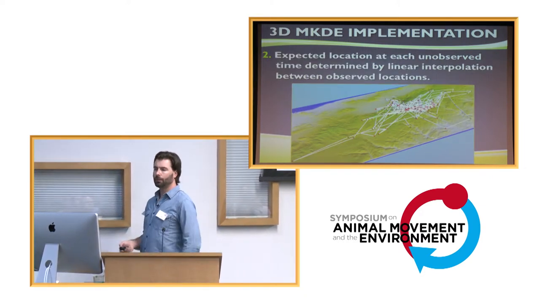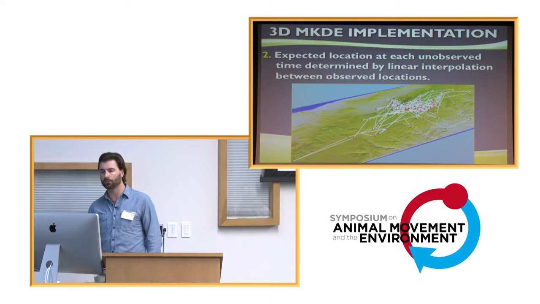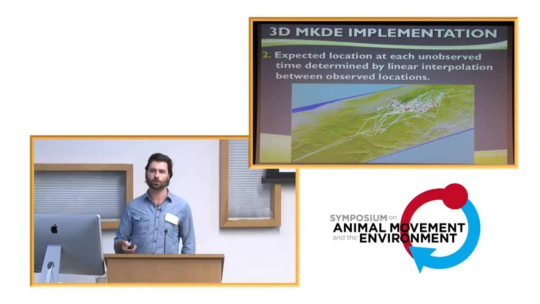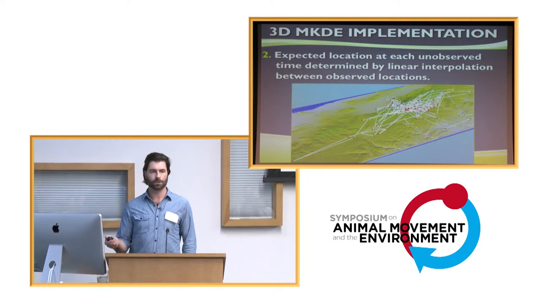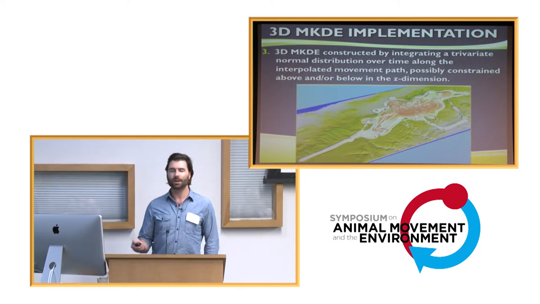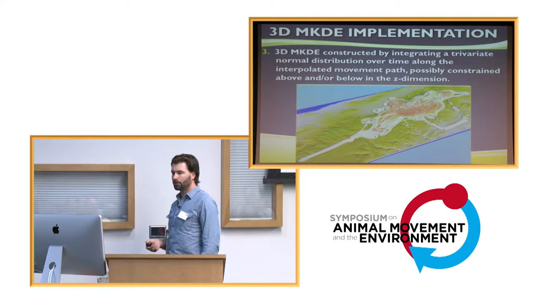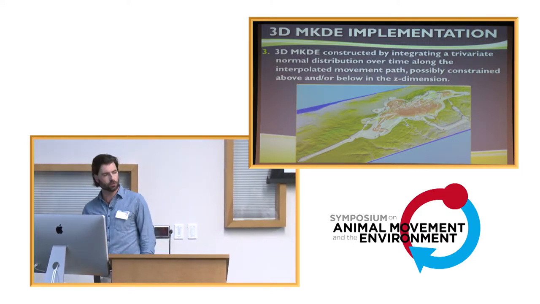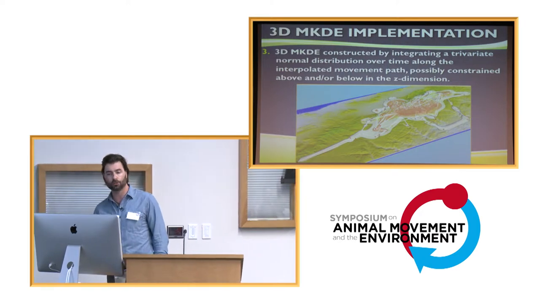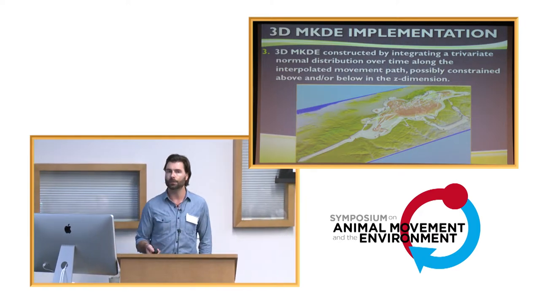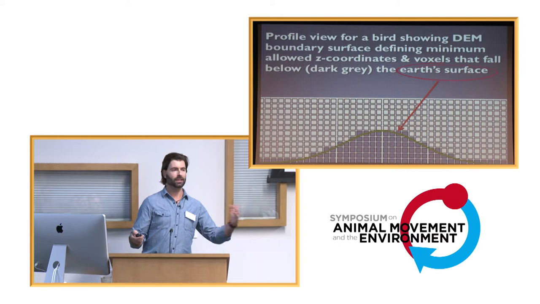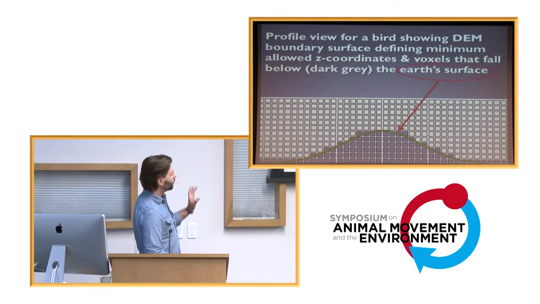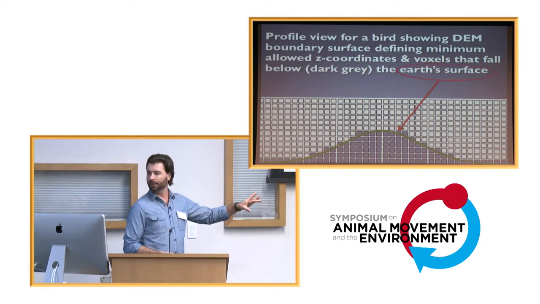Second step is the expected location at each unobserved time is determined by linear interpolation between the observed locations, just like a traditional 2D Brownian bridge estimator. But then the 3D MKDE is constructed by integrating a trivariate normal distribution over time along the interpolative movement path, possibly constrained above or below in the Z dimension. Now, this is interesting because we actually enable you to put in bounding layers. So for example, this is a bounding layer profile for a bird's MKDE.